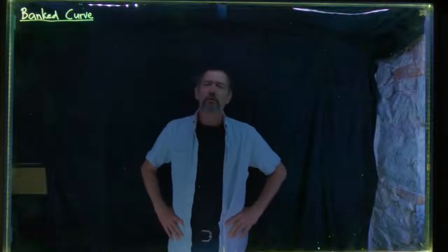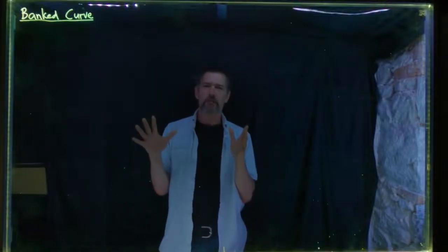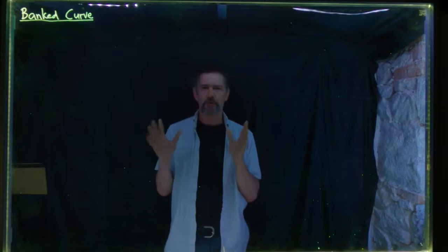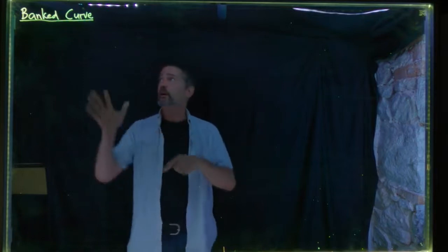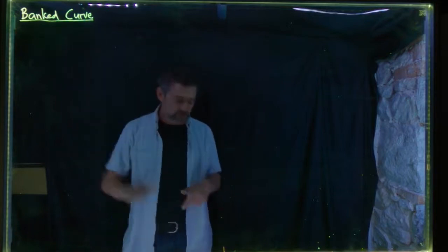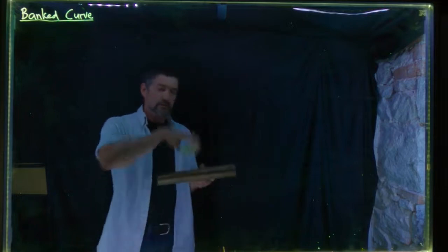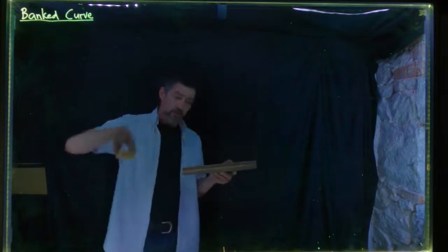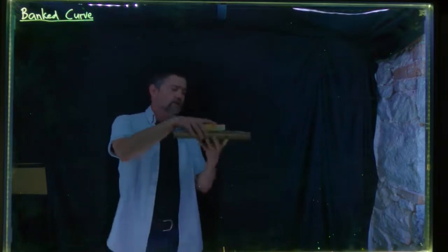Okay, so now we're going to do a very simple example, but an example that's very rich in interesting physics. And that's the example of a car driving around a curve that's banked. Okay, so what does that mean? So this is the car, zoom, zoom. It's going to be going around a circle like this. And this is the road.